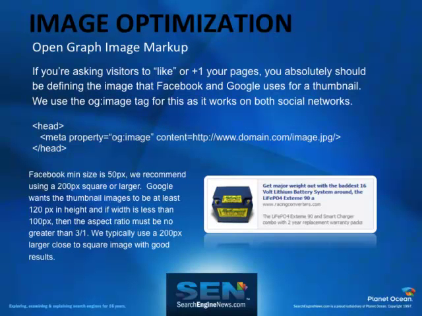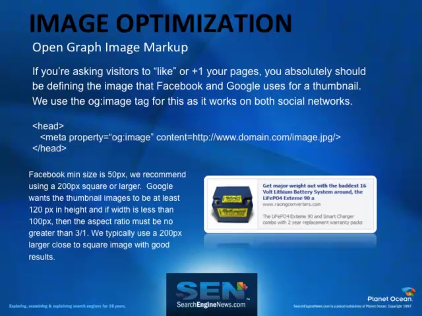We also want to take, for your images, ideally you want to make use of the Open Graph image markup. Say that you have a product page or something like that. If you're asking visitors to like or +1 your pages, you absolutely should be defining the image that Facebook and Google use for their thumbnails. We like to use the OG image tag for this, as it works on both social networks. So we can do it one time and handle it for both websites. And it's very easy to do.